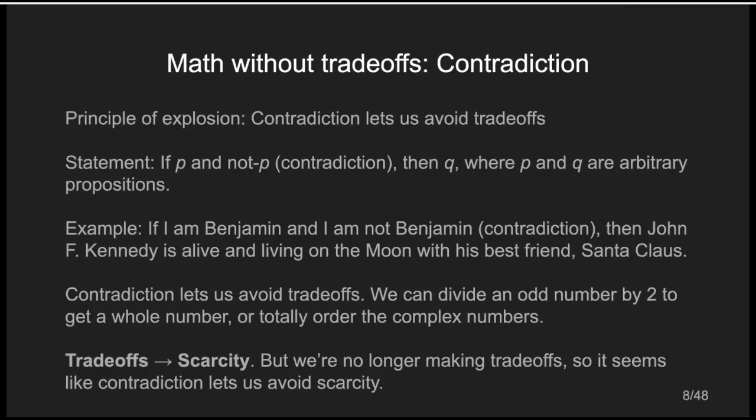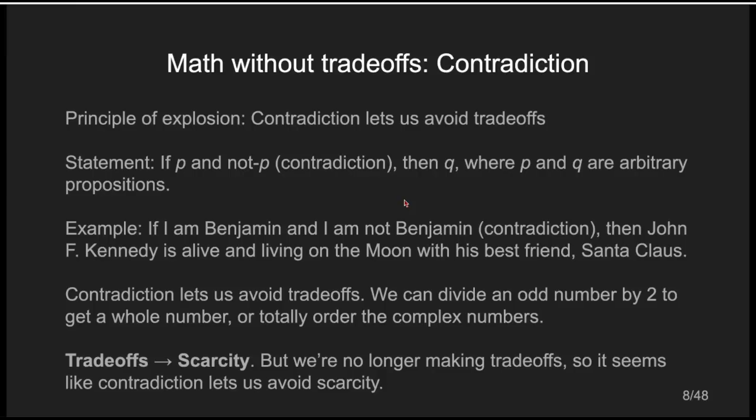So here is the situation in math where you don't make trade-offs, and that situation is contradiction. There's a famous logical principle called the principle of explosion, which says that if we contradict ourselves, we can derive anything. So if we assume P and not P, where P is any proposition, so I'm saying P is true and not true, hence contradicting myself, then Q follows, where Q is anything. If I say I am Benjamin and I am not Benjamin, hence contradicting myself, I can derive that John F. Kennedy is alive and living on the moon with his best friend Santa Claus. That follows from the contradiction.